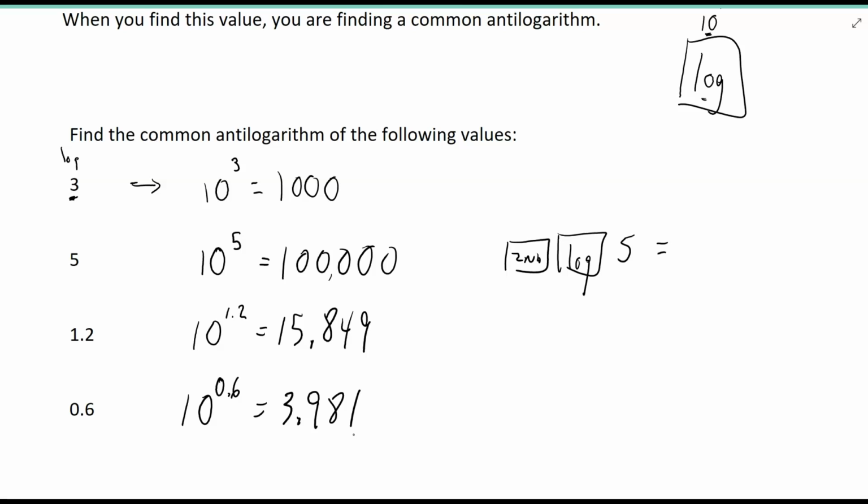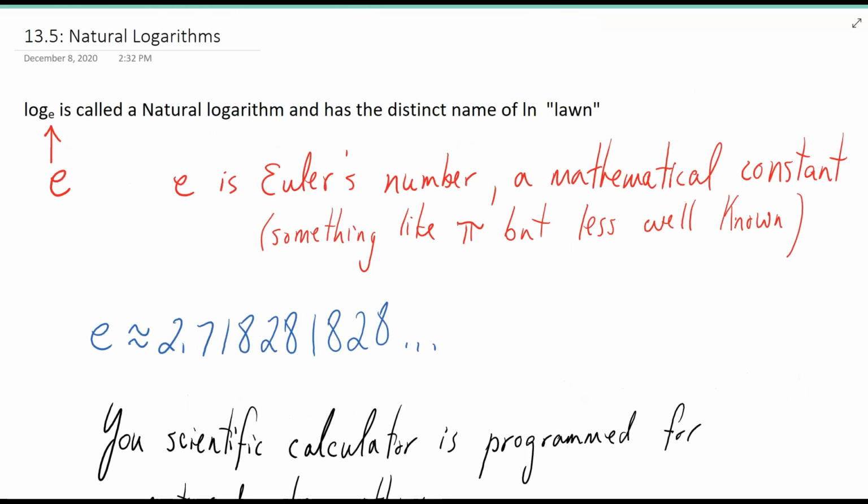Okay, so that's common logarithms and common anti-logarithms. Just remember that the word common means base 10. If you see that the base is not written, it is assumed to be base 10. Next, we'll look at the very same topics, but with a different base.